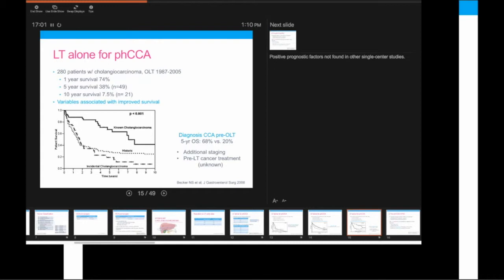Do you think also they just only transplanted those that they had small? Yeah, so that kind of, yeah.